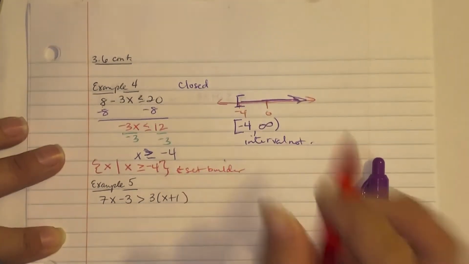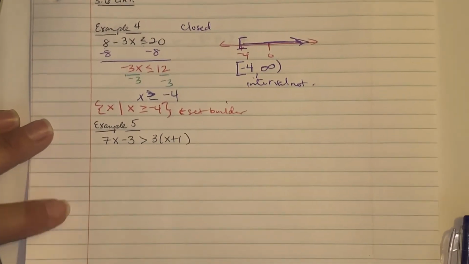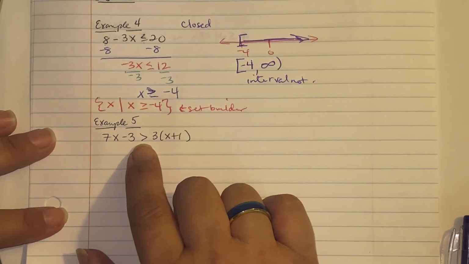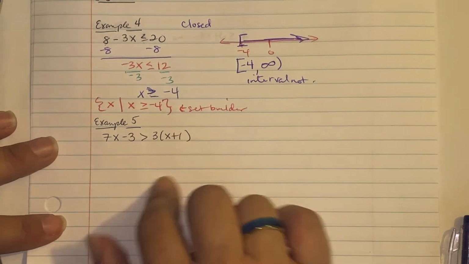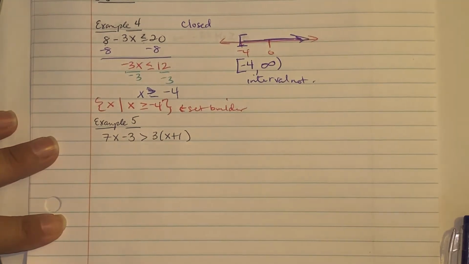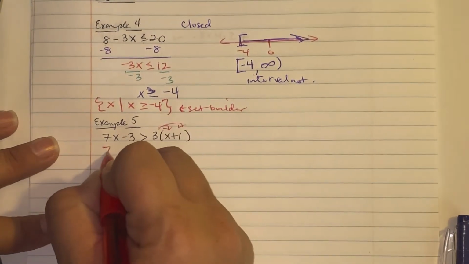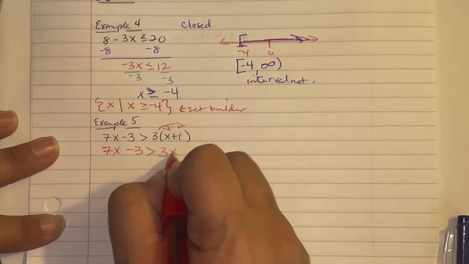When we look at example 5, it says 7x minus 3 greater than 3 parentheses x plus 1, close the parentheses. In a problem like this, think back to your order of operations, GEMDAS. Grouping symbols have to be broken out. So first thing we're going to do is distribute. So we get 7x minus 3 greater than 3x plus 3.